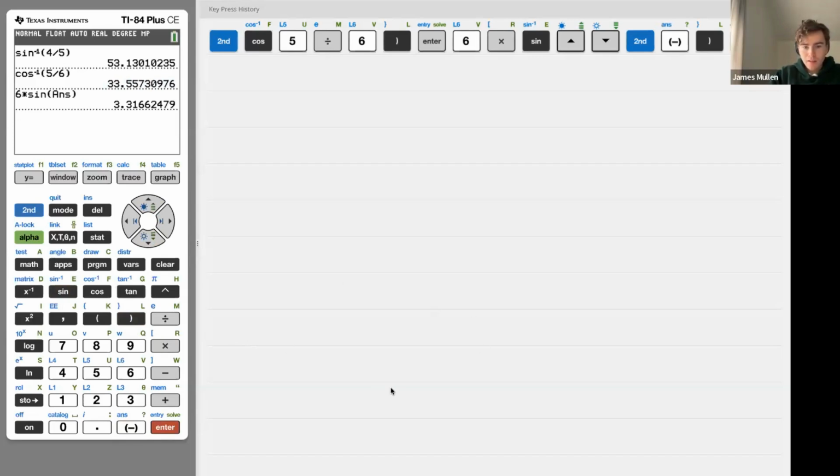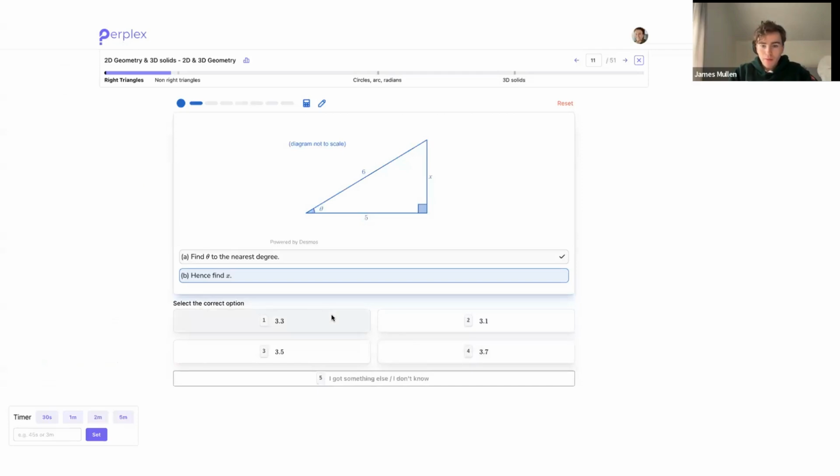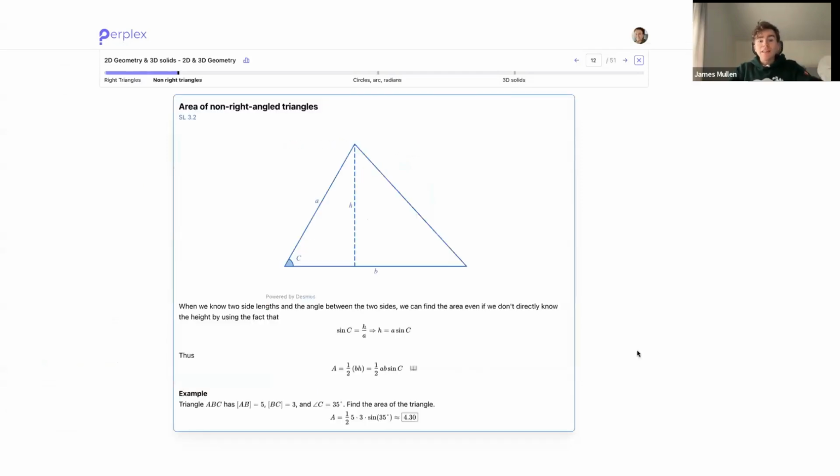Okay, so let's go back, and we found 3.3. All right, that was everything for the right angle triangles. I know that was kind of basic review, things that you're mostly supposed to know before IB, but it's helpful just to set it up so that we can now talk about the more advanced stuff.